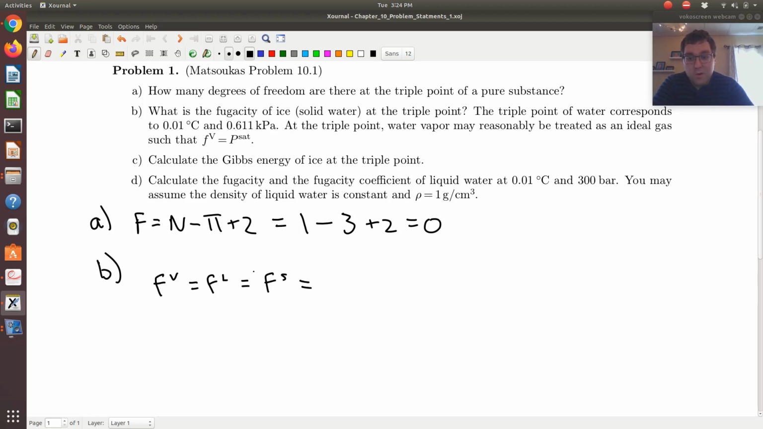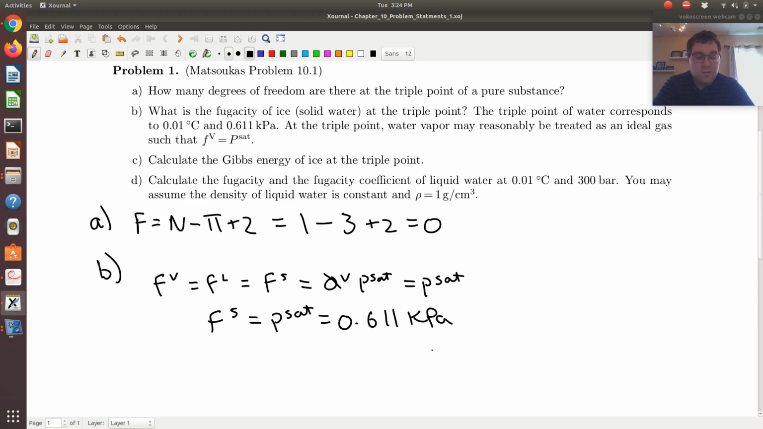So the fugacity of my vapor is just phi^V times Psat, where we're told that the vapor phase can be treated as an ideal gas, so phi^V is just 1, and all we're left with is Psat. So the fugacity of the solid is just equal to Psat, which is that 0.611 kilopascals. Cool.